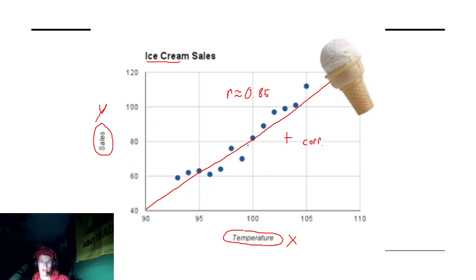So there's a little bit of spread, but not a ton of spread. If all of these points were on my trend line, it would be R equals 1. But it's not. There's a little bit of spread. I would still say 0.85 for R is strong positive correlation.